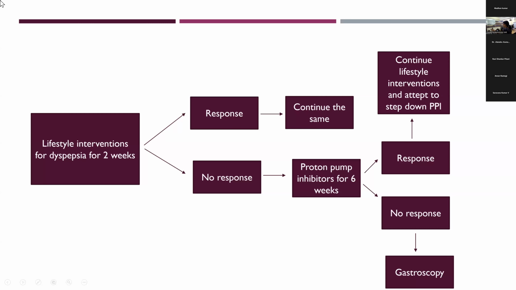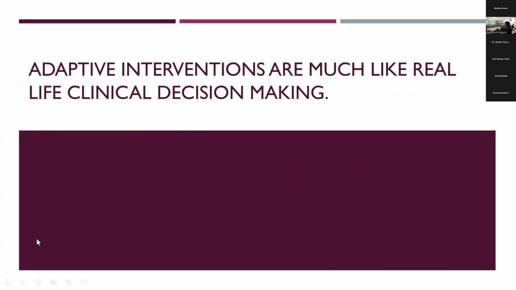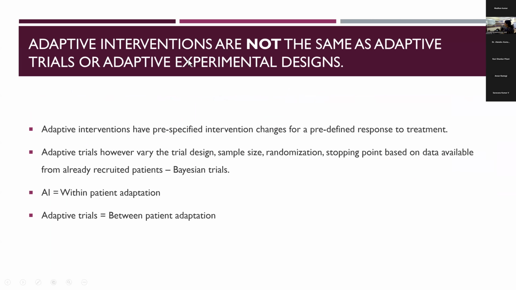So the idea of an adaptive intervention is, through the clinical course of the disease, a patient can take multiple different paths. One patient can go this way, one patient can go down this pathway, and you have to have a plan for everything. So adaptive interventions, in short, are much like real life clinical decision making. I just wanted to highlight here that adaptive interventions are not equivalent to adaptive trials.